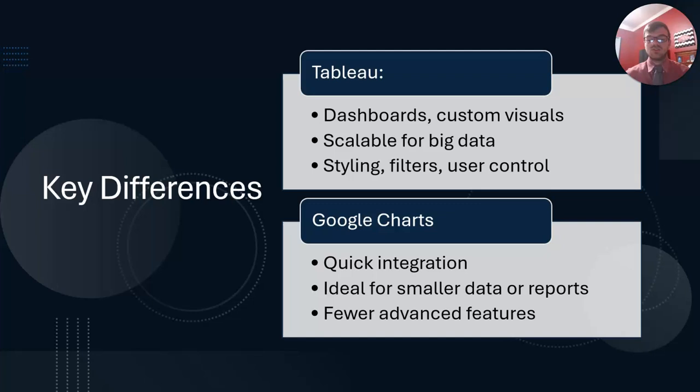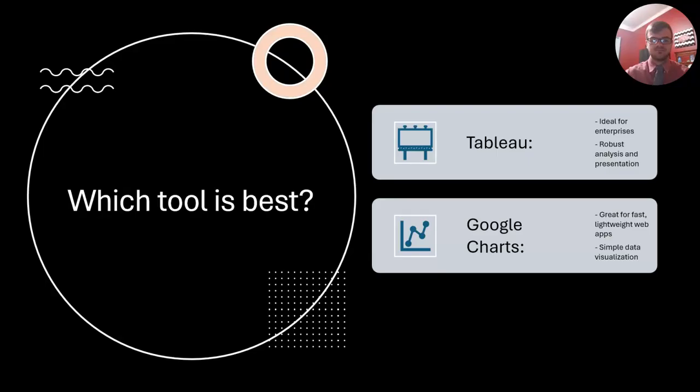And Google Charts is just that quick integration with websites, like I said earlier, and other Google products in general. It's also ideal for smaller data or reports. Not as much for complex data, but for smaller data, it really gets the job done, and in probably a quicker way than Tableau. It also has fewer advanced features compared to Tableau, because Tableau has a lot of different analysis and other ways to edit the visuals.